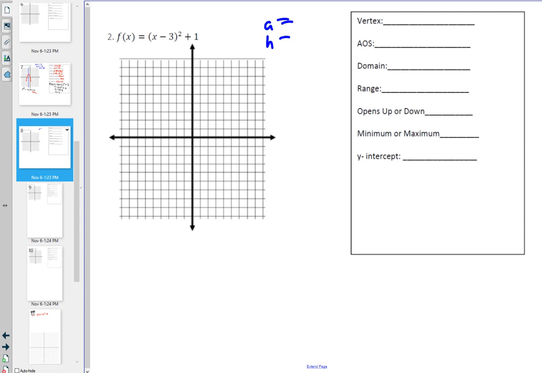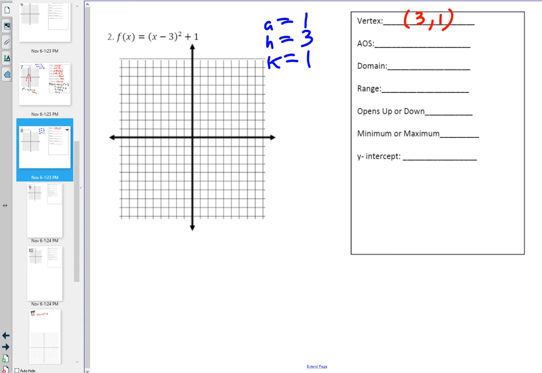A, H, K. What's A here? It is 1. What's H? And what's K? 4. That's a 1, man. Oh, I thought you said 4. Oh, 1. Vertex is at 3, 1.